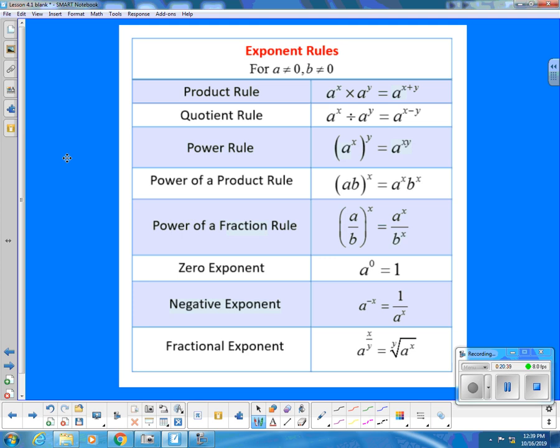Anything to the 0 power equals a 1. The negative exponents you write as reciprocal bases with a positive exponent. And then we already talked about the fractional exponent. The bottom number is the root. You should already know those. They're in your head. You need those to do more things. Okay? But we already used a couple of them, right, when we were solving those equations? A to the 0 was there, and we subtracted exponents.